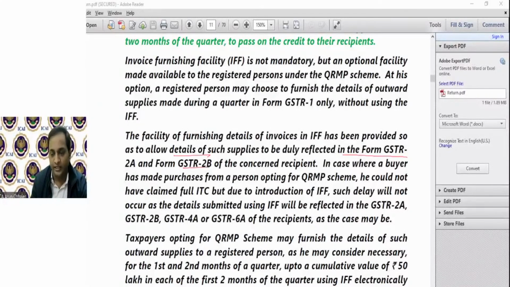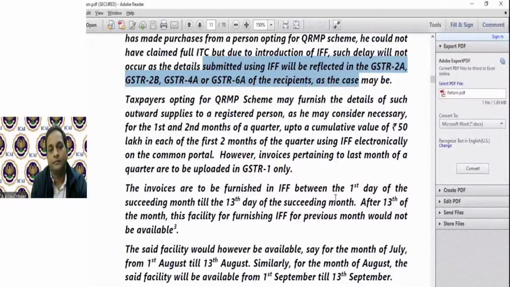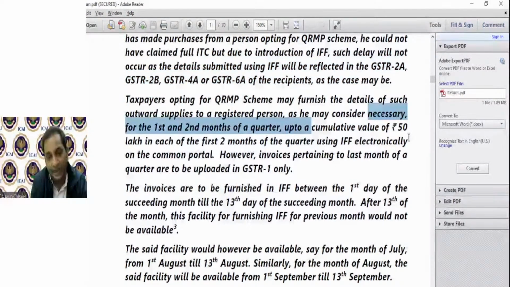50 lakh is the limit for reporting the B2B transaction. Such delay will not occur as the details submitted by using IFF will be reflected in 2A, 2B, 4A, 6A. Maximum cumulative value can be 50 lakh in first month and second month. What is the 50 lakh? Details of outward supply. I have the outward supply in month 1. Maximum 50 lakh can be added in the IFF. There is no limit in the GSTR1. Only an upper cap has been fixed in the IFF.